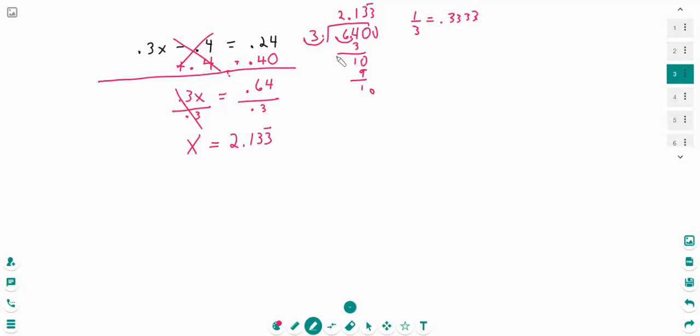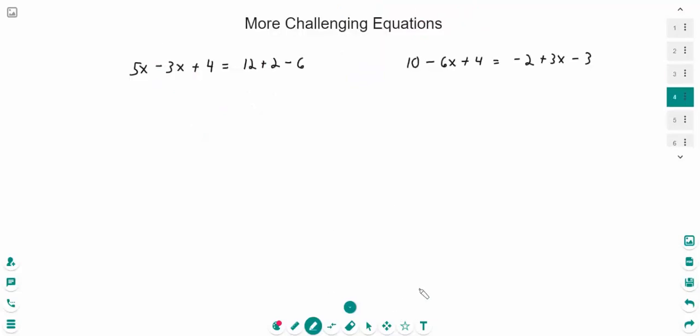Okay? So hopefully decimals aren't throwing you off. We haven't done a lot of work with decimals, so I'm hoping at this point that you recall how to work out those decimals. Okay? Excellent. Let's move on. So the next step here, we're going to start bringing more into the mix, more complicated and challenging equations. And they're going to look like this.